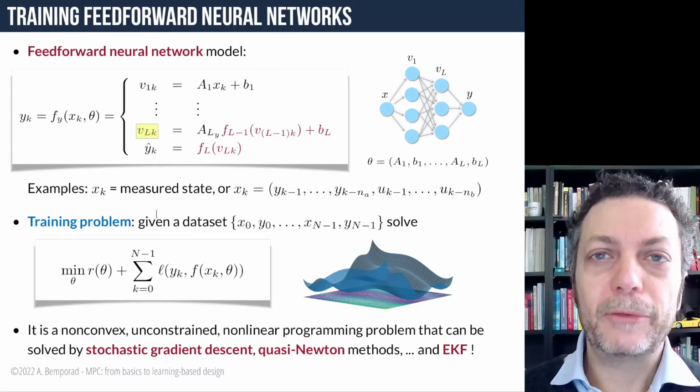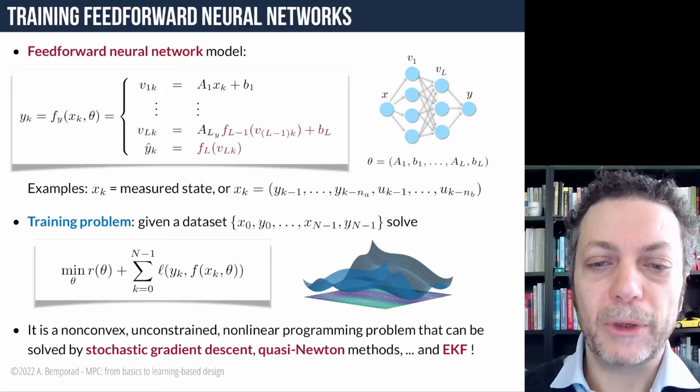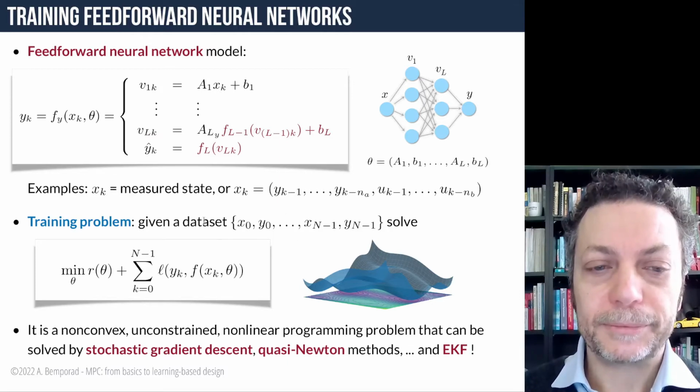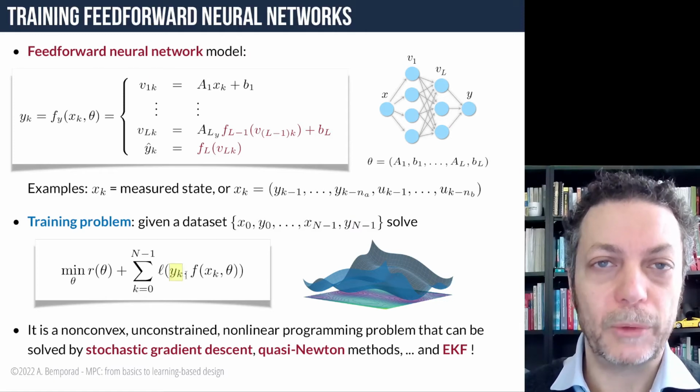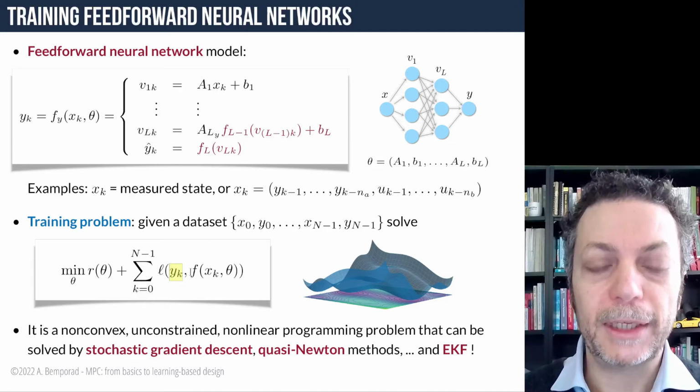So what is the training problem for this type of model structure? You have a data set of samples. Let's say you have n input-output samples. What you want to minimize is a sum of losses between yk, what you have in the data set, and what you predict by the model, as a function of theta, where theta collects all the parameters that you have introduced. So in this case it would be all the Ai, Bi matrices that you have for the weights and the bias terms in the network.